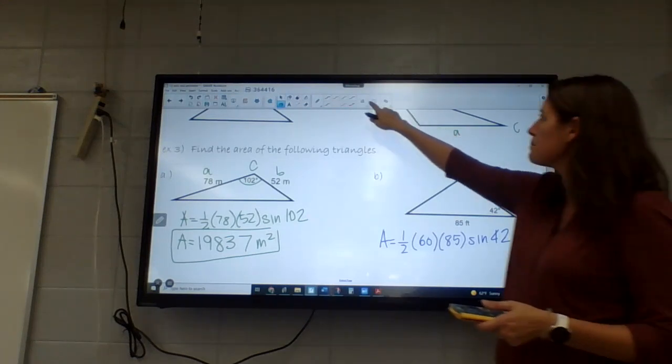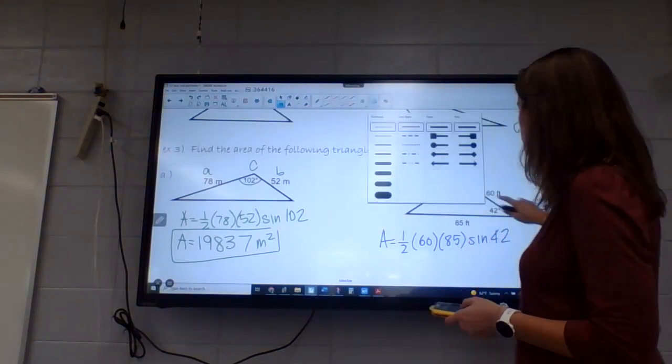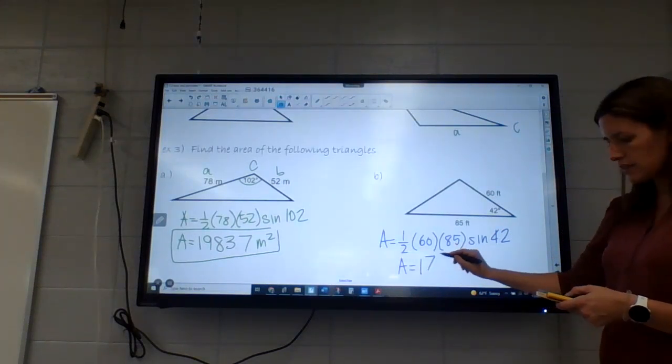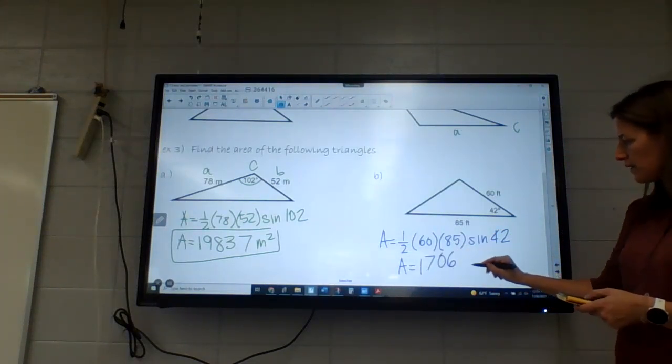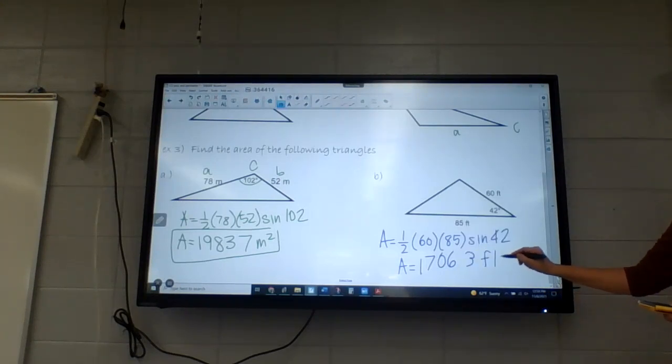So this ends up being, so our area in this case is 1,706.3, right? What you guys got? And then feet squared.